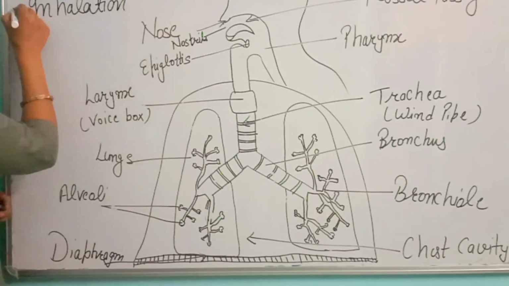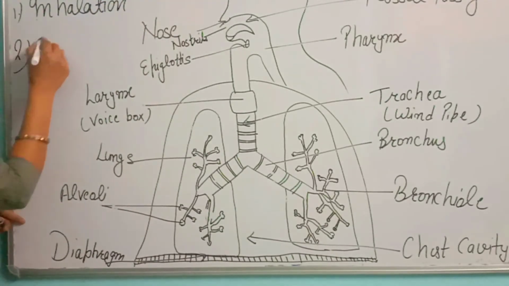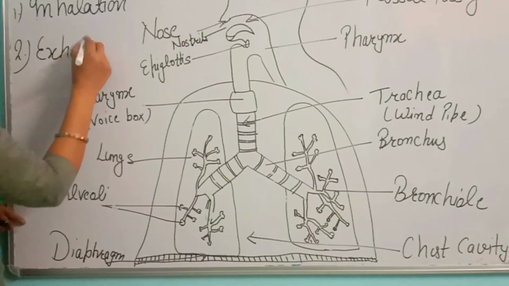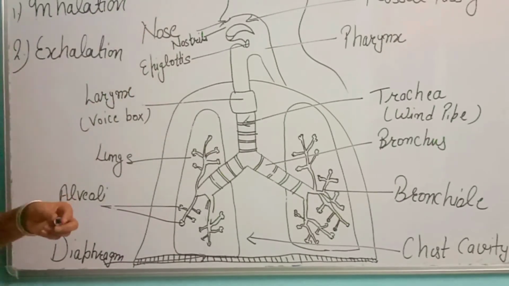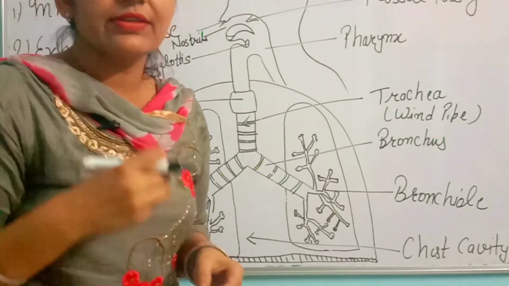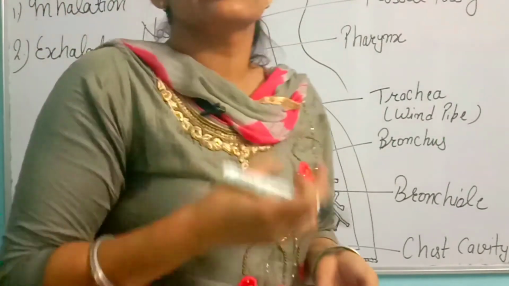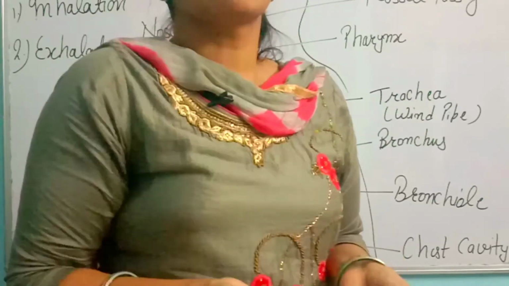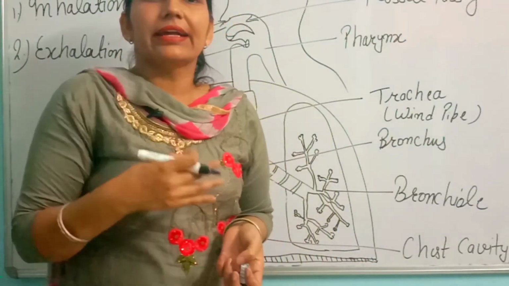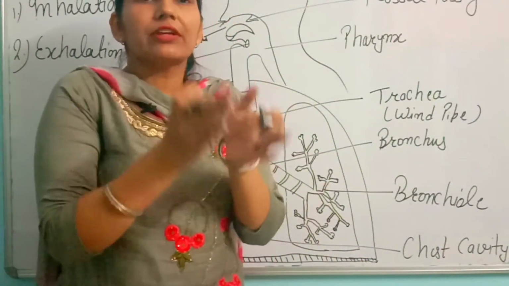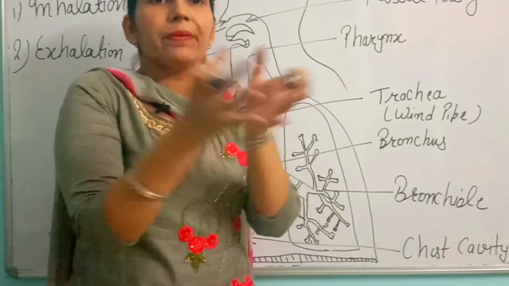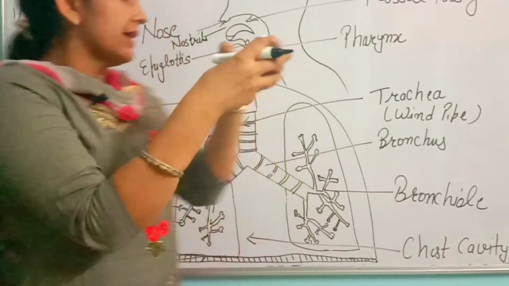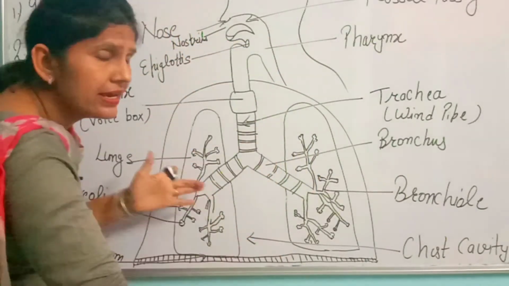Inhalation. Second one is exhalation. Inhalation is taking oxygen inside. जब भी हम ऑक्सीजन को अंदर ले रहे हैं, सांस लेते हैं, when we are taking the oxygen inside, then our ribs and muscles attached to the lungs will start to contract and our chest cavity will expand.